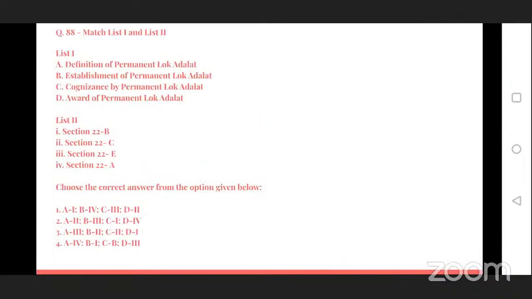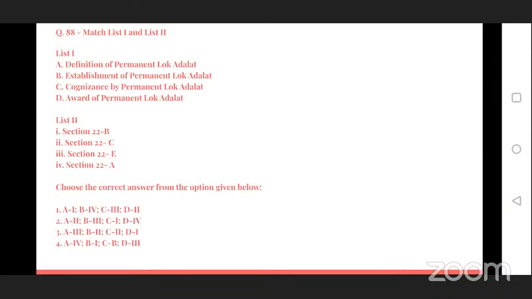Now let us move to the next question, question number 88, which is the match the following question. We have list 1, which talks about the provisions of Lok Adalat: definition of permanent Lok Adalat, establishment of permanent Lok Adalat, cognizance of permanent Lok Adalat, and award of permanent Lok Adalat. List 2 says section 22B, 22C, 22E, and 22A. And we have the codes given below.